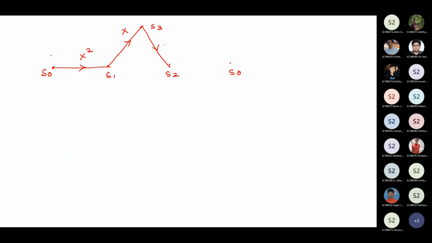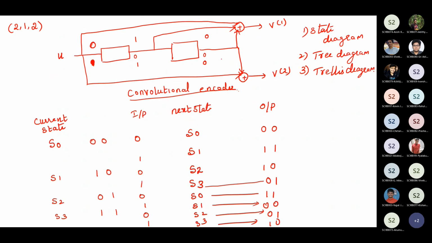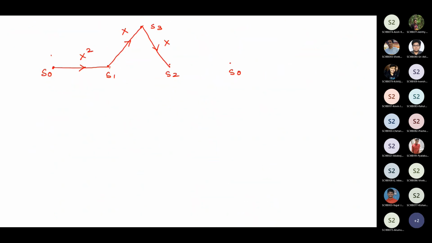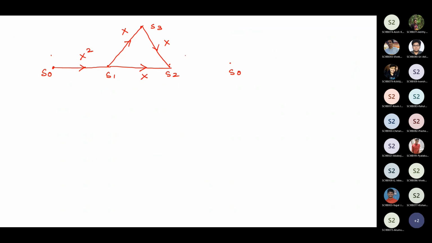Here it is X. Similarly, S1 to S2, it is X. Next one is S2 to S0, it is X square.